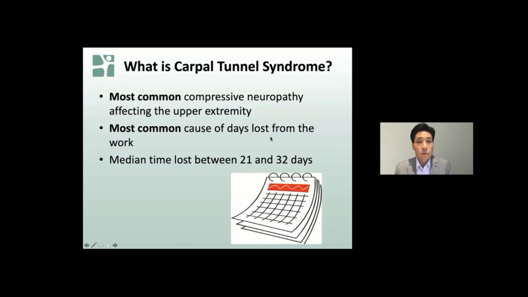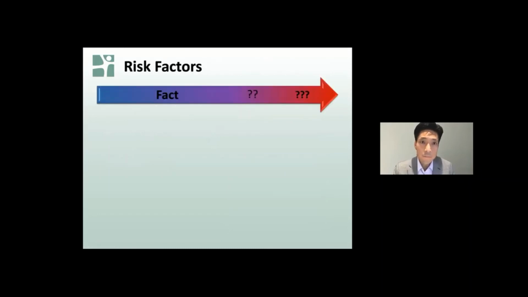Okay, so it's the most common compressive neuropathy. I think it's also the most common cause of days lost from work. So it's a big problem, and that's why it's so common for us as hand surgeons to see this. A lot of people lose time from work for this problem, especially now more than ever when people are more on their computers at home. It's a real issue when you don't have the right appropriate ergonomics, and I'm going to get into that very soon. So, risk factors.